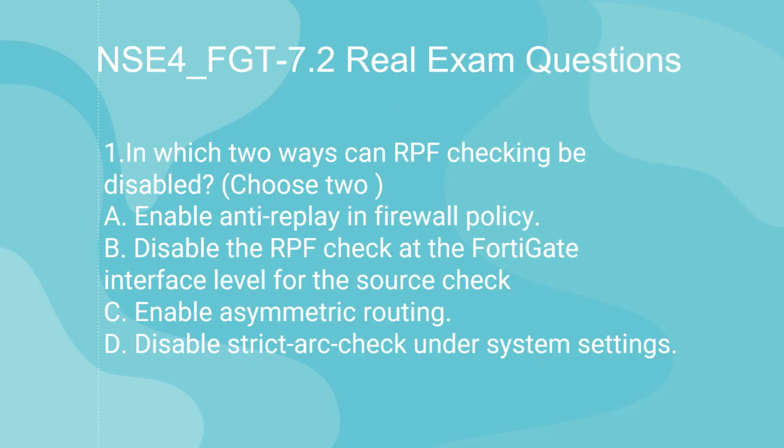1. In which two ways can RPF checking be disabled? Choose 2. A. Enable anti-replay in firewall policy. B. Disable the RPF check at the FortiGate interface level for the source check. C. Enable asymmetric routing. D. Disable strict ARP check under system settings.